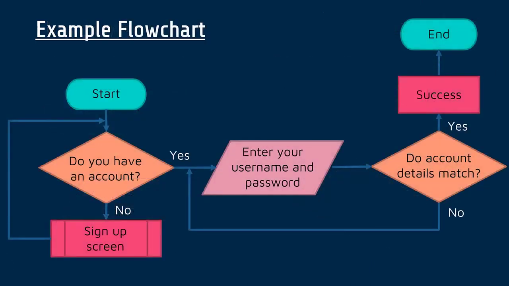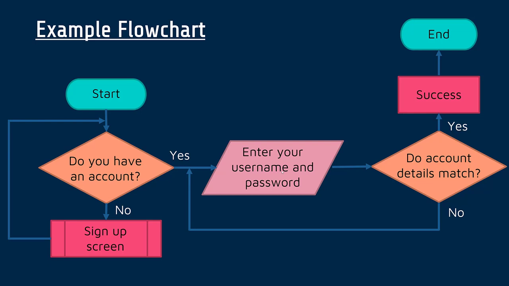So let's look at an example flowchart. This is one I made. So have a quick look at it and see if you can figure out what it's doing, because a common question will be trying to interpret a flowchart. So we can see we start here and we end top right. We start by asking, do you have an account? If you don't, you go to a sign up screen and it works its way back round to re-ask the question. If you do have an account, you're going to enter your username and password.